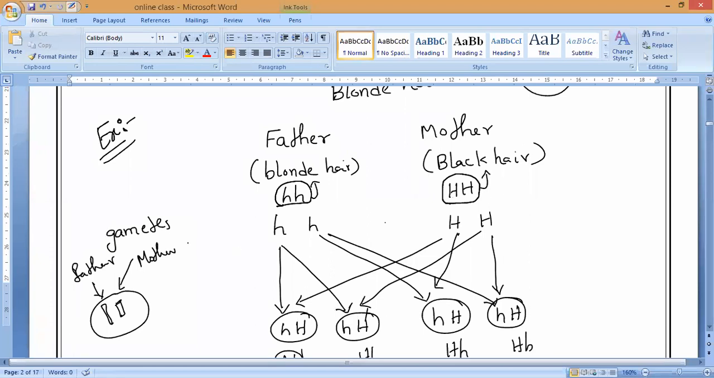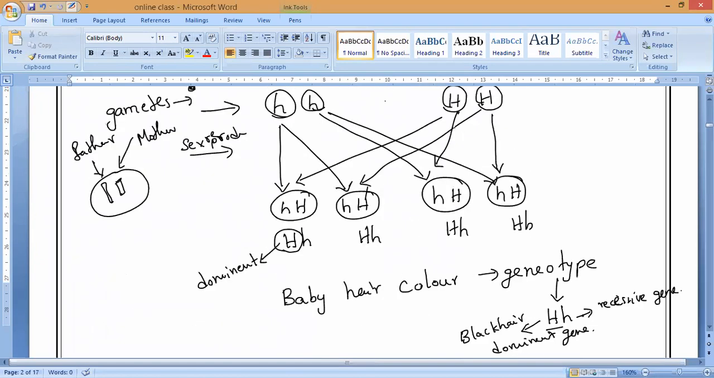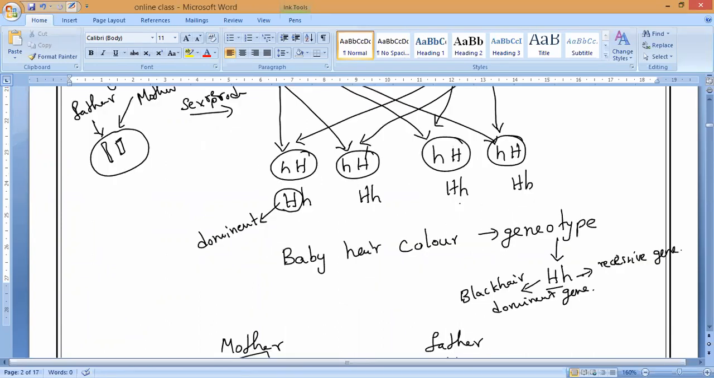So now the gametes formed by them: the father's gametes are small h and small h, and the mother's gametes are capital H and capital H. So now they will be involved in sexual reproduction. Do you understand? During sexual reproduction, the father will donate one gene and the mother will donate the other gene. So in this case, if you notice, we get the genotype in the baby.